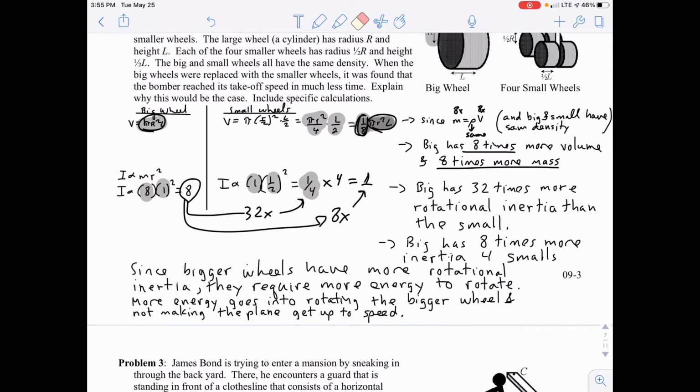Let's summarize. Since big wheels have more rotational inertia, they require more energy to rotate. With more energy going into rotation, the bigger wheels are not making the airplane get up to speed. That is why the bomber takes off in less time with smaller wheels than big wheels.